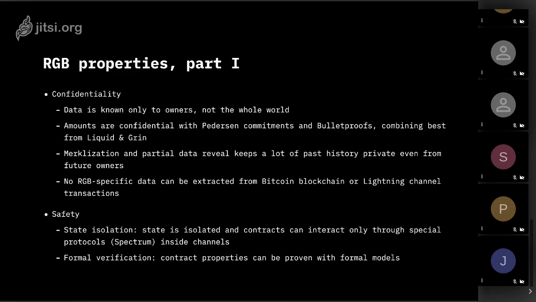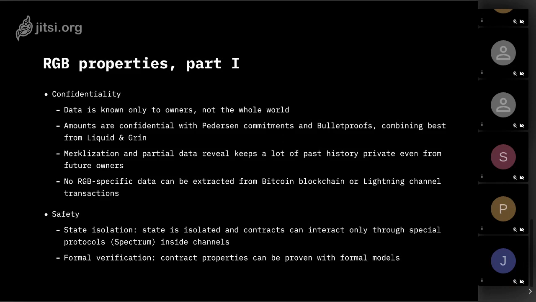But we really believe that confidentiality is a very, very important part of the system. And no RGB specific data can be extracted from either Bitcoin blockchain or Lightning channel transactions. So if you look into blocks or into Lightning channel, even if there is a lot of asset moving happening, you will not know about that at all until you have the historical data from asset owners. So it's quite an advanced confidential model, as you see.